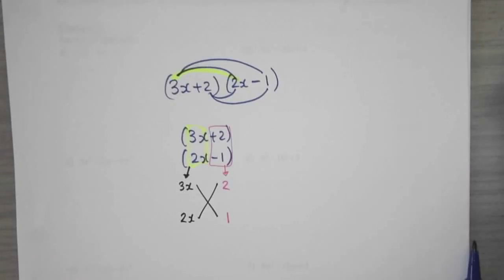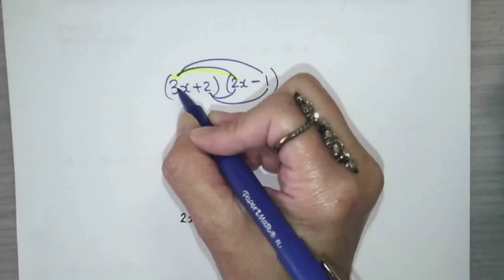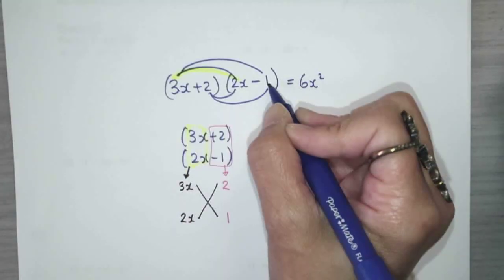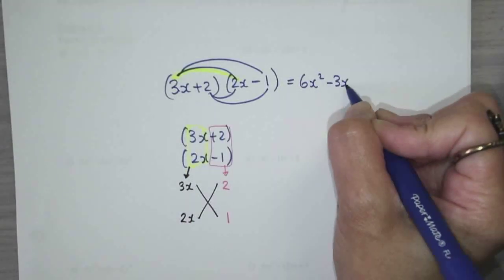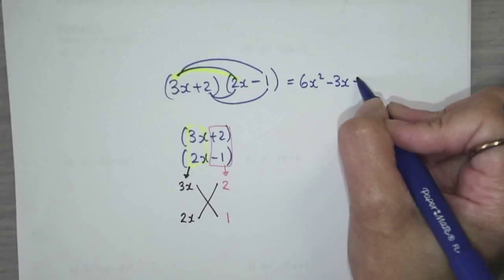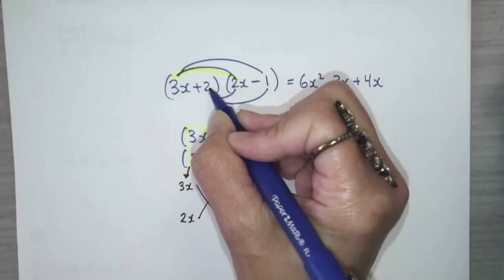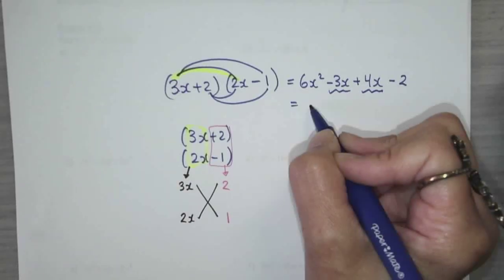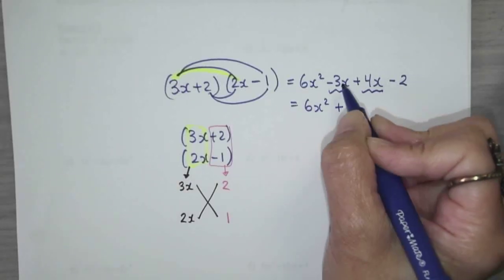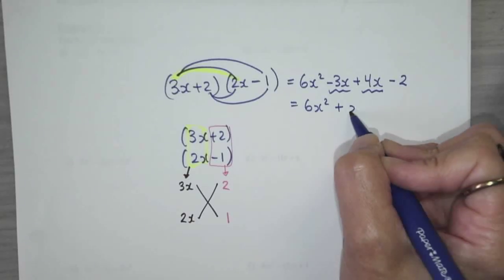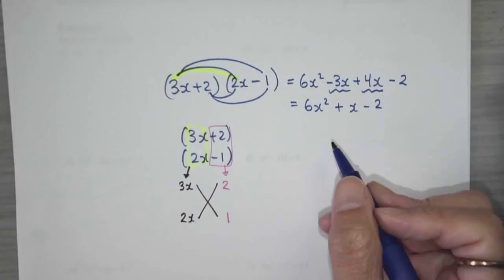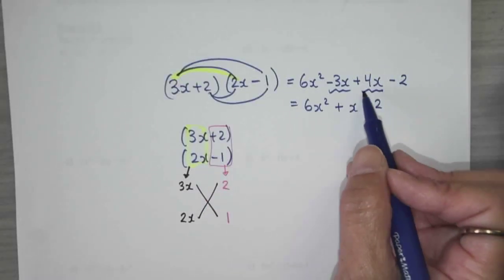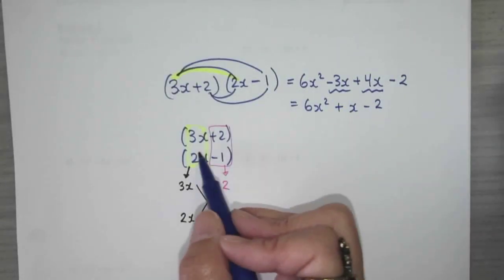To get the middle term, when you're expanding it, 3x times 2x gets me 6x squared. 3x times negative 1 gets me negative 3x. 2 times 2x gets me a 4x. And 2 times negative 1 gets me negative 2. Then you add your like terms. You go 6x squared plus negative 3x plus 4x is plus 1x, minus 2. So this part here is the factored form. We want to go from here back to the factored form.